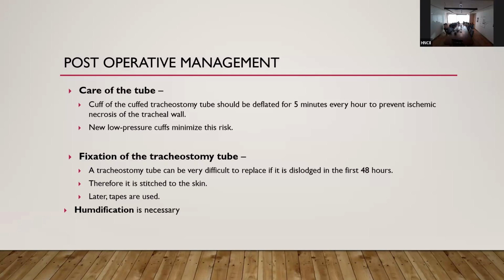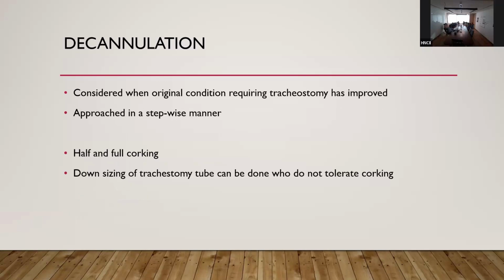The tracheostomy should be fixed for the first 48 hours with sutures, and in free flap patients also sutures are ideal, and then we can replace it with a tape later if the sutures become loose. Humidification is necessary, as I mentioned earlier. Then decannulation should be done in a stepwise manner.